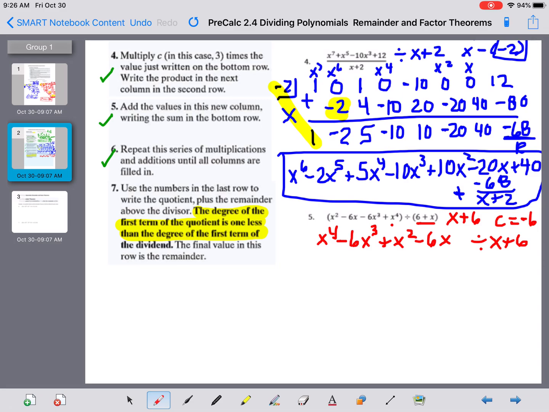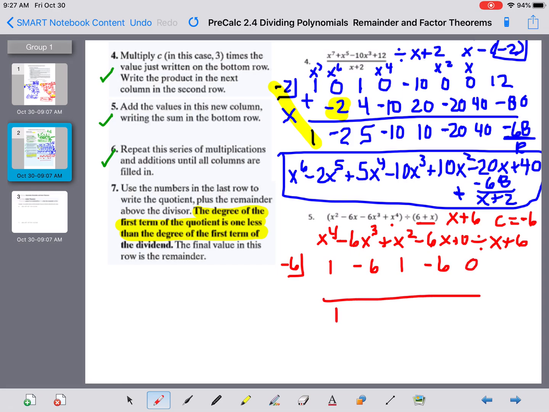We also check, are we missing any powers? The 4th is there, the 3rd is there, the 2nd, the 1st. We have this 0 at the end for the constant. And it's important, we need that because that's the column that our remainder comes from. You can't leave that off. Okay, so negative 6 in the corner. I have a 1 as the first coefficient, negative 6, another 1, negative 6, and a 0. Okay, so we need all of those there.